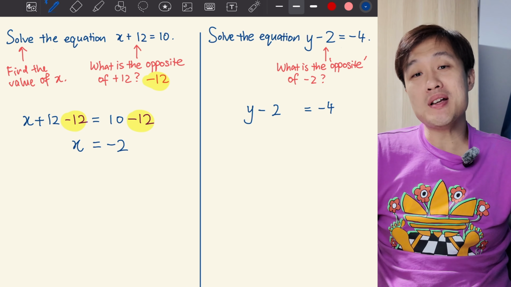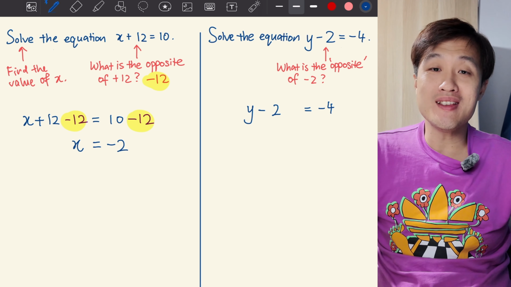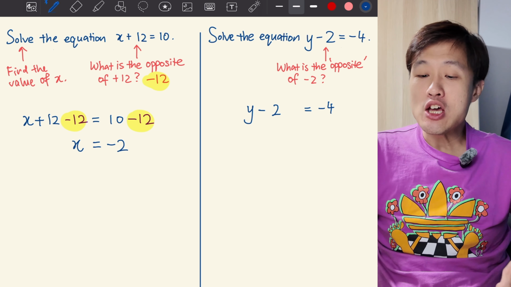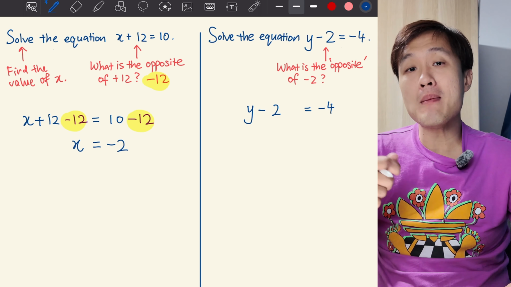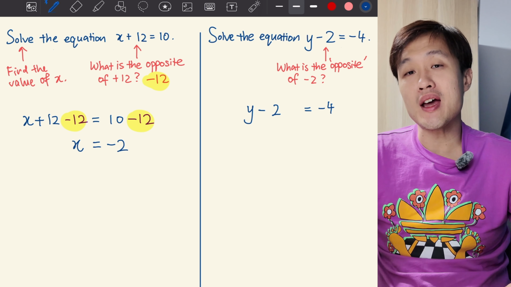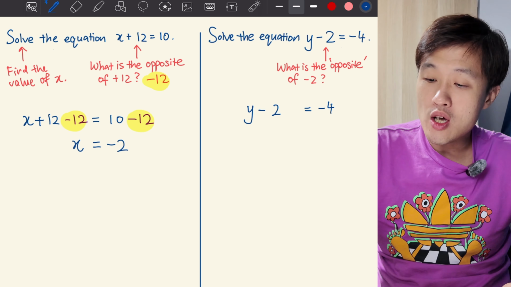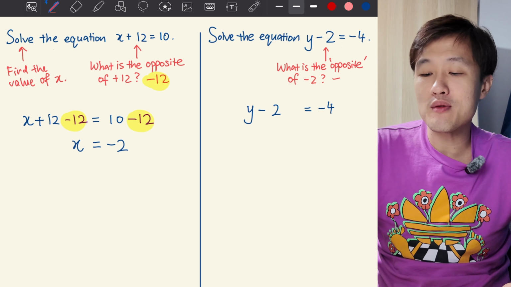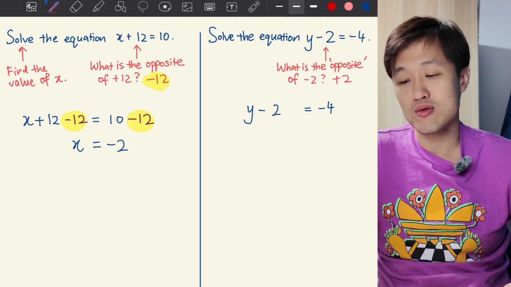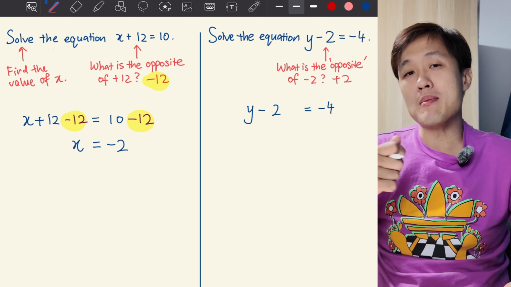Okay, now what happens if I have an equation y minus 2 equals negative 4? Right, so now let's look at the left hand side. We have y minus 2, right? And then we consider what is the opposite of negative 2, which is positive 2, right? So we'll put the plus 2 here to represent the positive 2. So on the left hand side I have y minus 2.